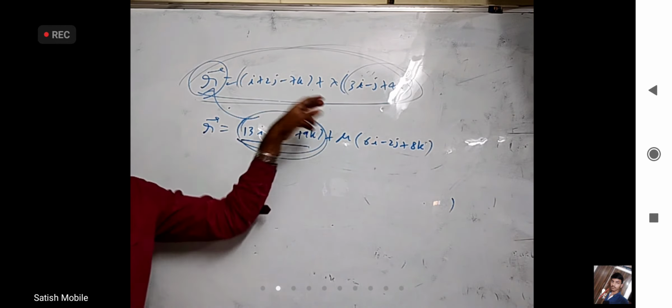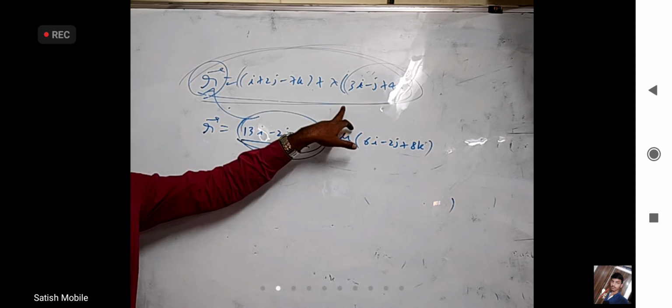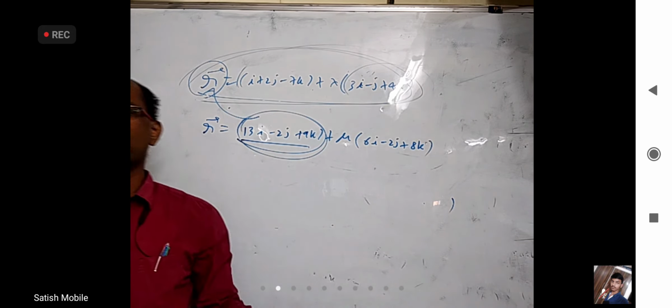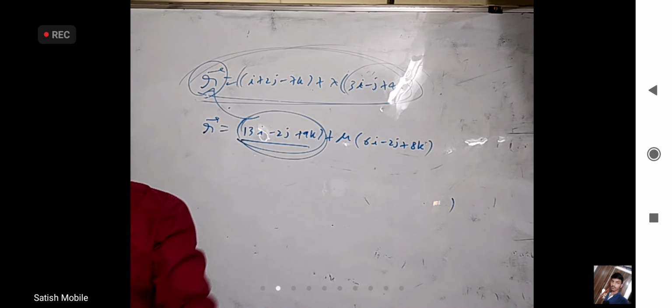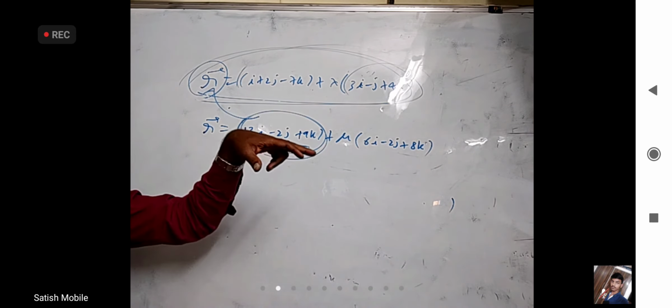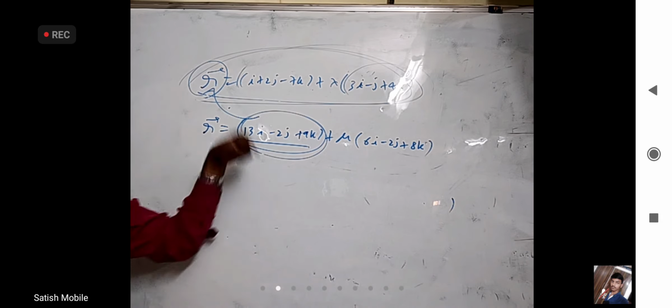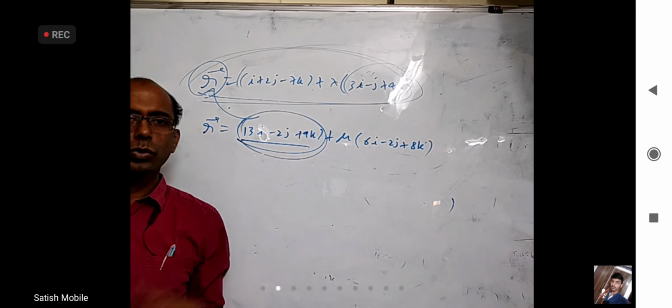Compare i coefficients, you will get one equation. Compare j coefficients, you will get another equation. Compare k coefficients, you will get another equation. You will get three values of lambda. If all three lambda come the same, this point is lying on that line. So they are parallel and there is a common point, which means they must be coincident lines.